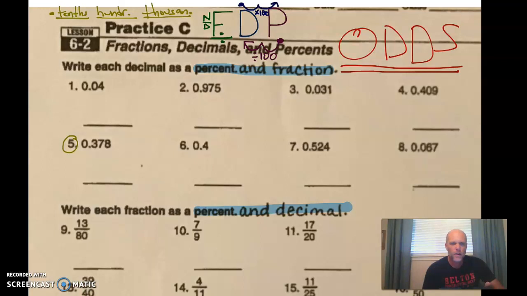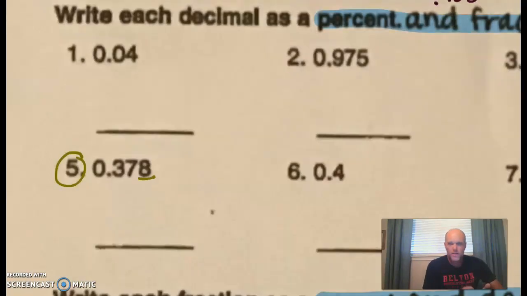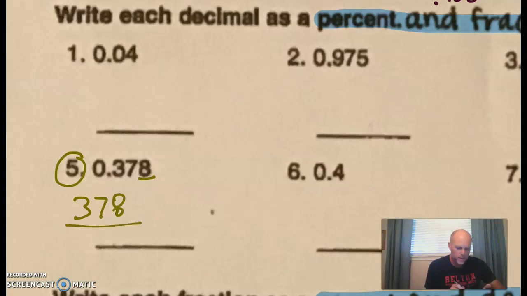Okay, so in number 5, the decimal is .378. Where's the last digit? It's in the thousandths. So the way that we say that is 378 thousandths. Always the last digit. Can we write that as a fraction? Very, very simply. We basically just said the fraction, right? We said 378 thousandths. So there's your fraction right there. Easy enough. All you have to know is your place value.